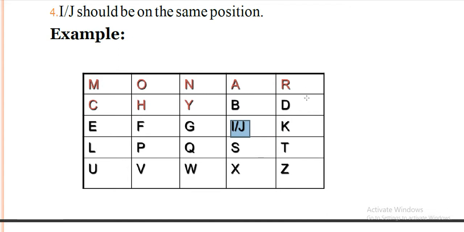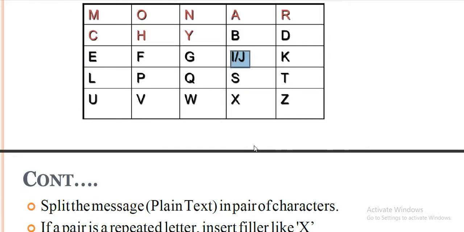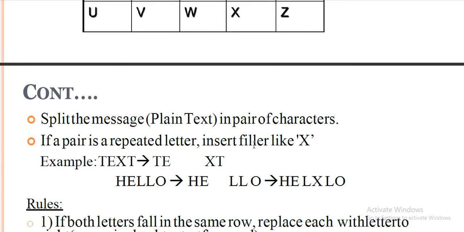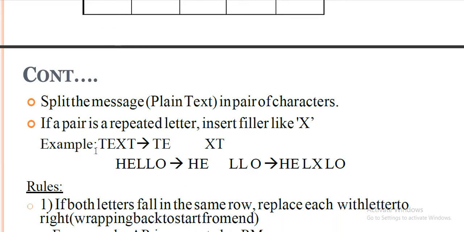That is the first step, right? We just need to write down all 26 letters of the alphabet in a 5 cross 5 matrix. Now, how do we go further? Split whatever message is given to you into pairs. Say, for example, we have a message text, so we just split that message into pairs.